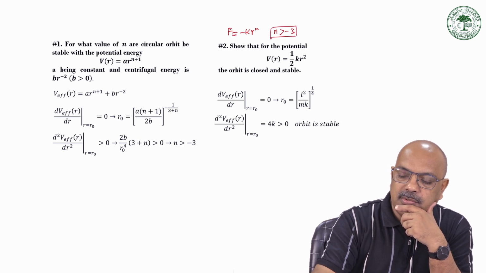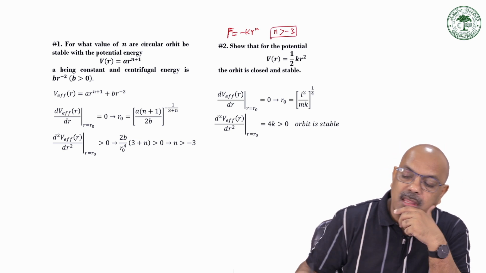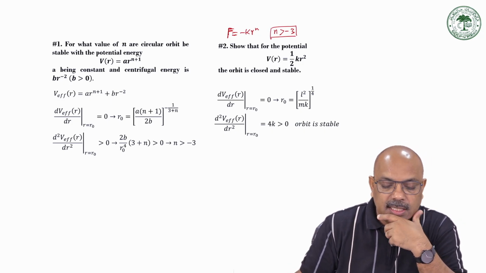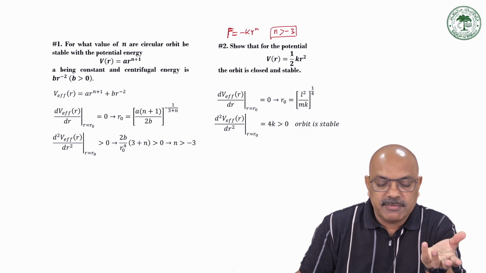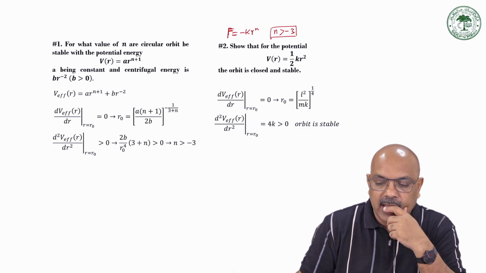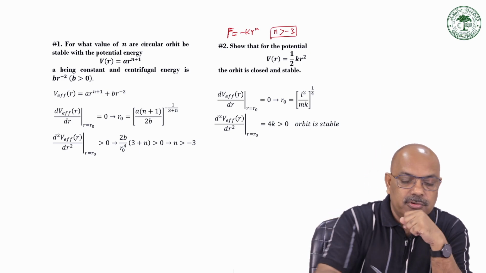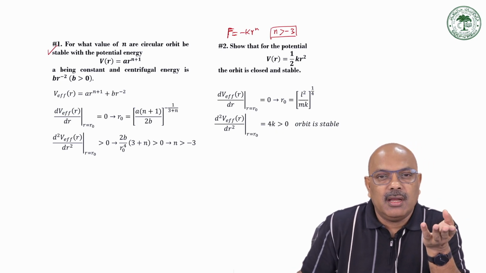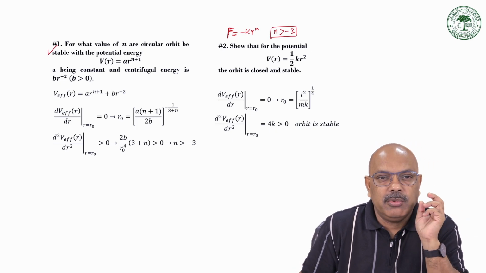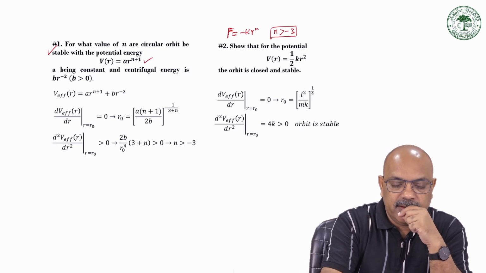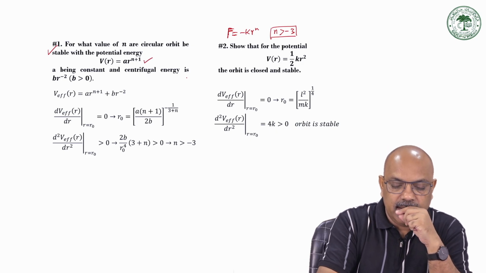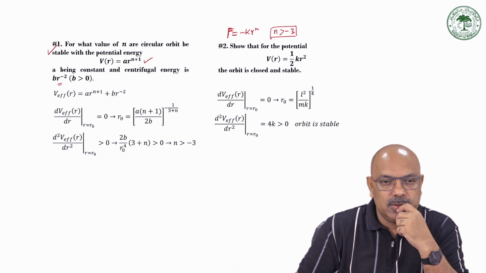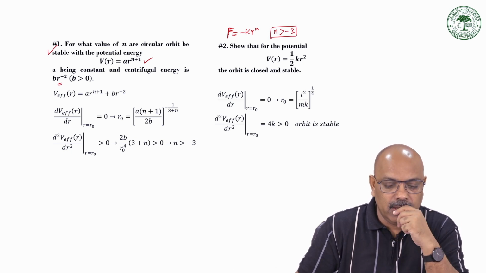So this orbit has to be a stable or circular orbit. And if the potential is given, then you can calculate the condition on n. For example, for what value of n will the circular orbit be stable with the potential, if this potential is given and the centrifugal energy is also given, minus b upon r squared, where b is greater than 0.